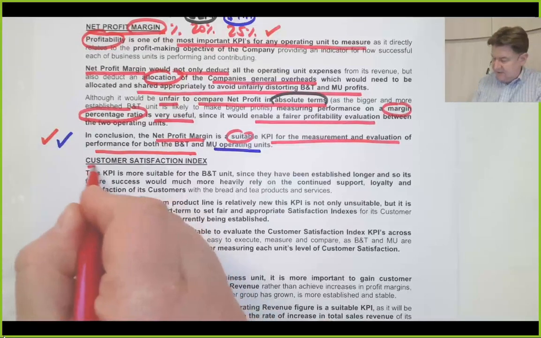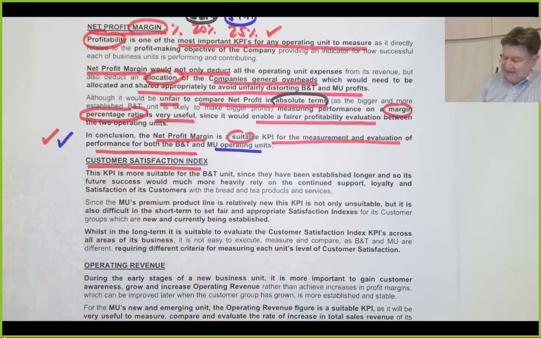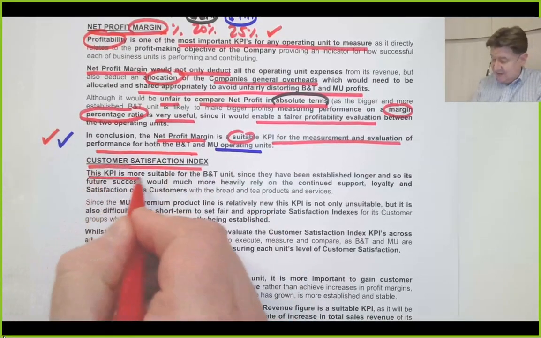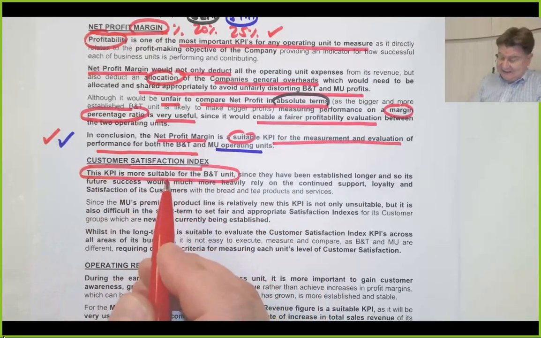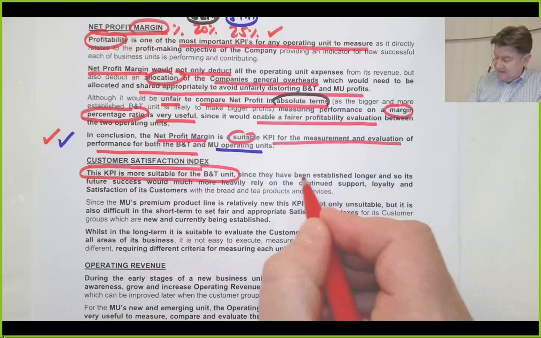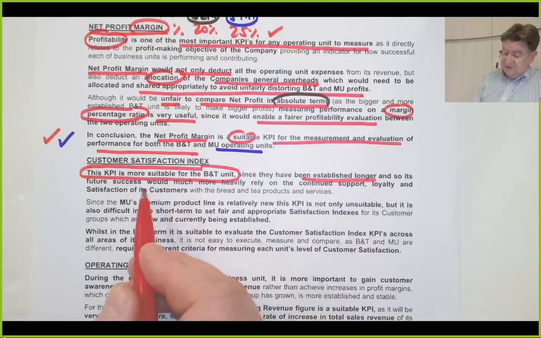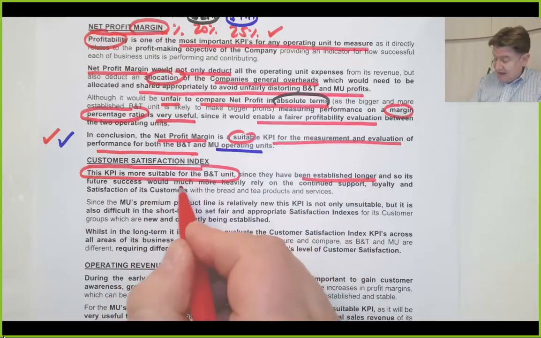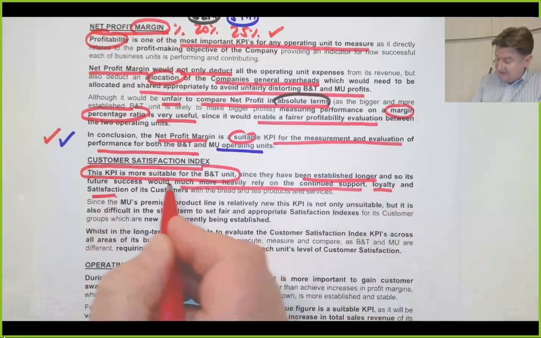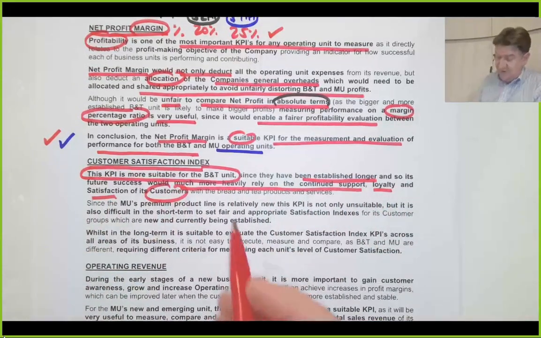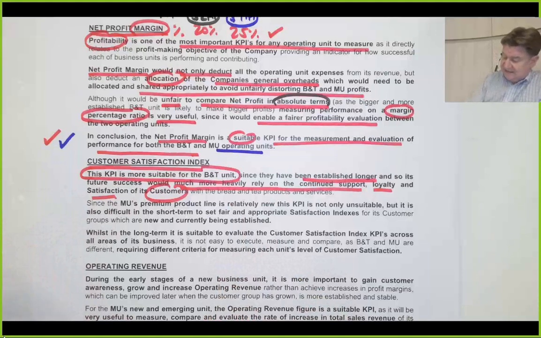Let's then move on to the customer satisfaction index, and let's explain straight away that this would be more suitable for the bread and tea. Why? Because they've been established longer, so its future success would much more heavily rely on the continued support, loyalty and satisfaction of its customers, and that would of course be on the bread and tea business.